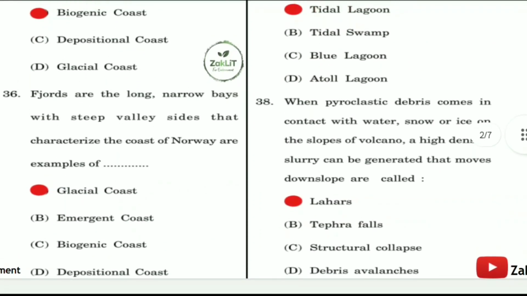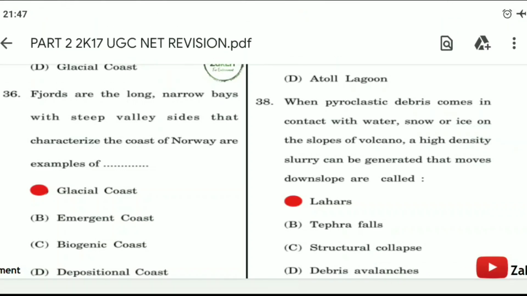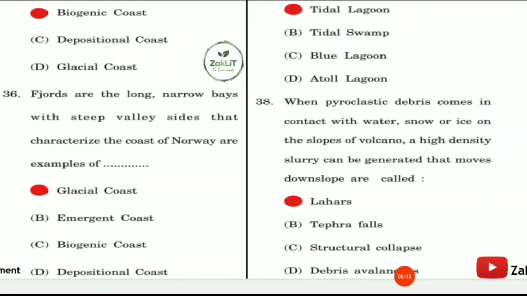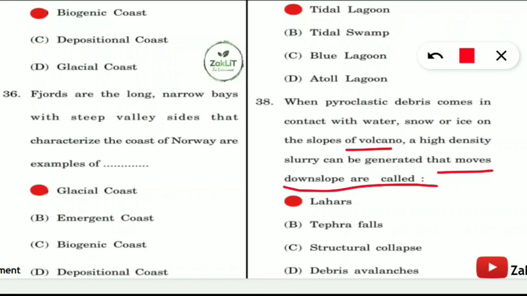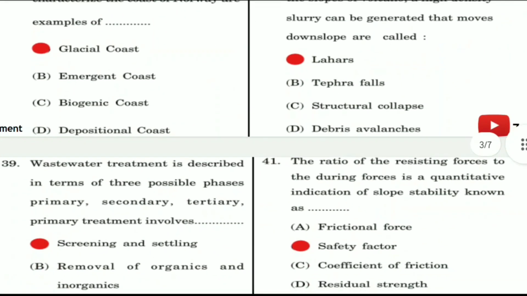Next question is, when pyroclastic debris comes in contact with water, snow or ice on the slope of a volcano, a high density slurry can be generated that moves down slope. They are called lahars. Yes, this is a very frequent question. Questions are often asked related to lahar. Coming to the next set of questions.